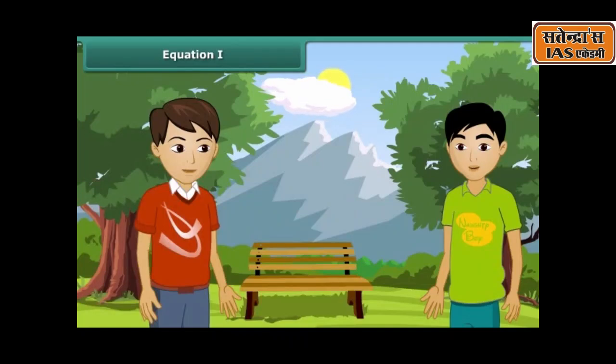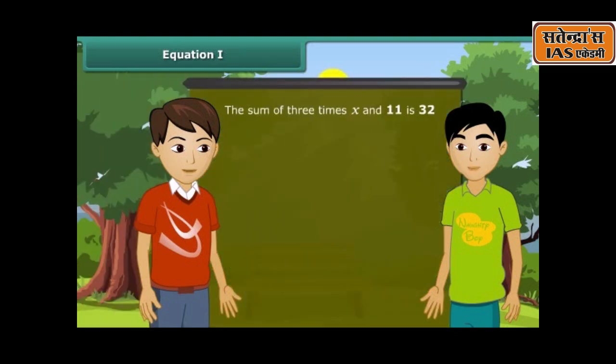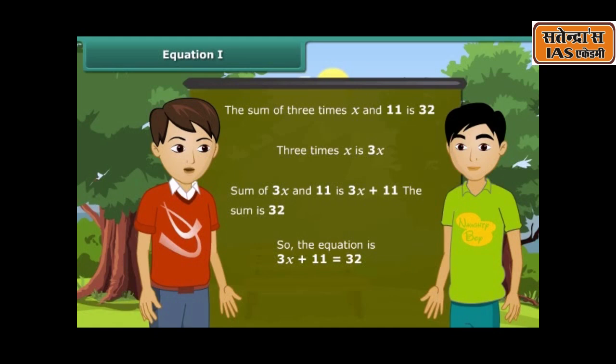Now I will tell you a statement. You have to change it into an equation. Are you ready? Yes. The sum of 3 times x and 11 is 32. 3 times x is 3x. Sum of 3x and 11 is 3x + 11. The sum is 32. So the equation is 3x + 11 = 32.